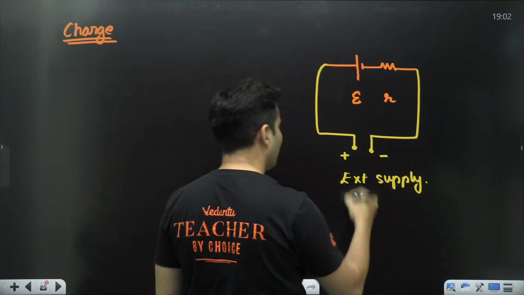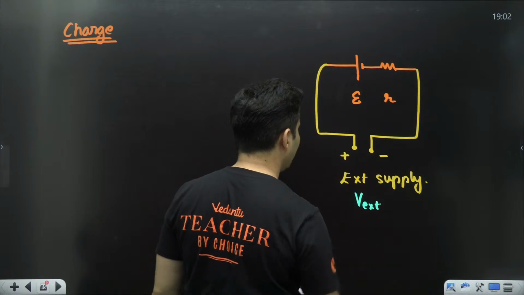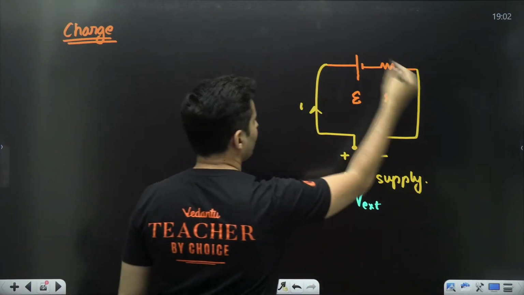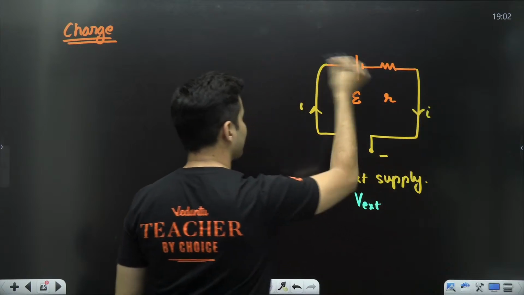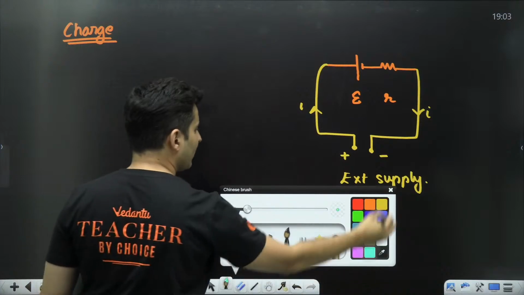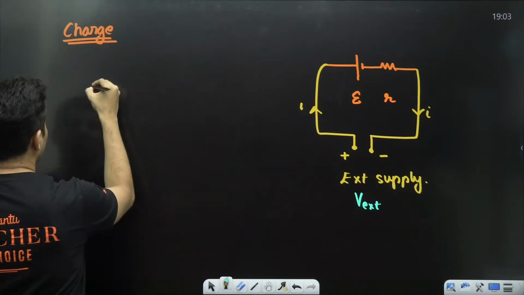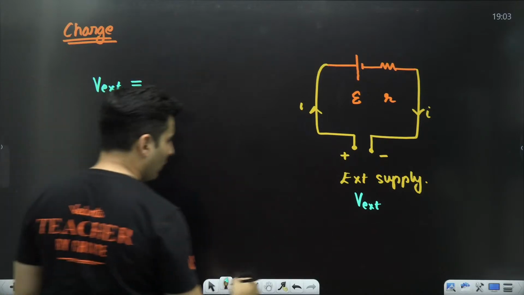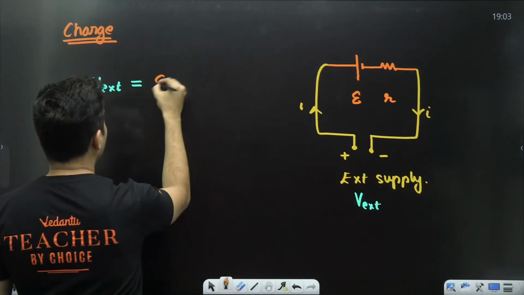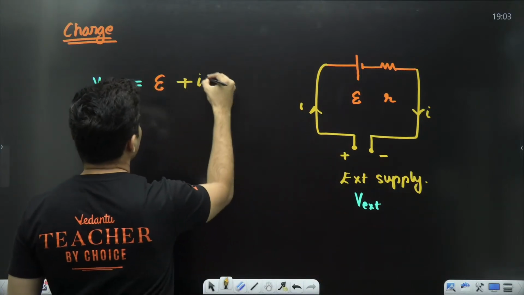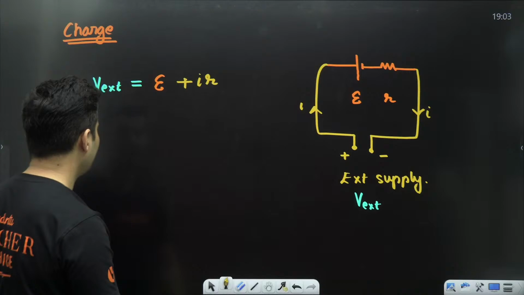Charging. This is slightly opposite. Here you are charging it with an external supply, V external. In this case, the current will go like this. Maybe you can see the current is entering the battery's terminals, and you will see that your V external will be now E plus IR. It will be E plus IR. This is in the case of charging.